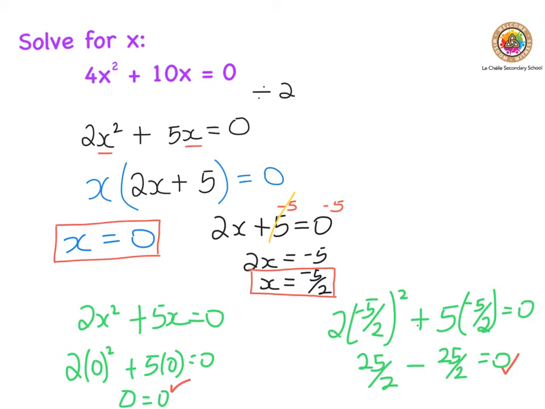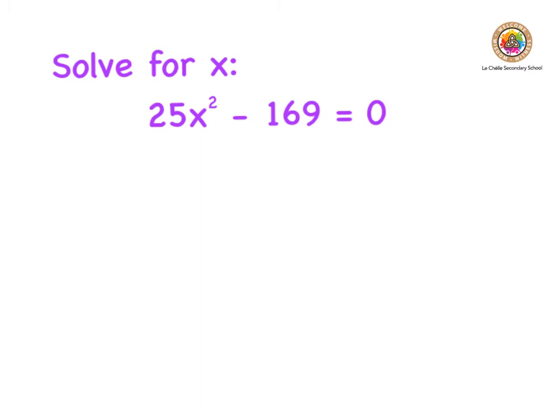Okay, we're going to do another example. In this case, we're asked to solve for x: 25x squared minus 169. Now, I know I have no x term on its own here, but I have a square number here, I have a square number here, and I have a minus sign in between.